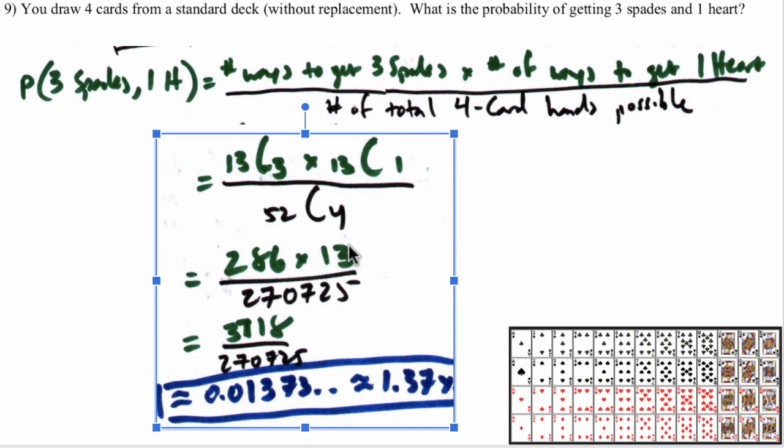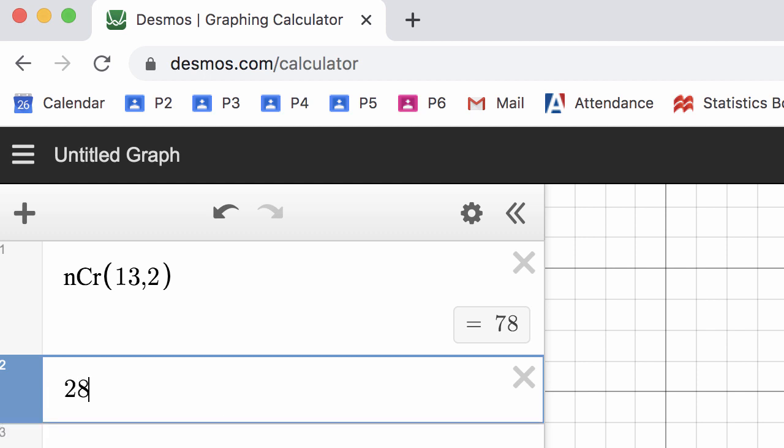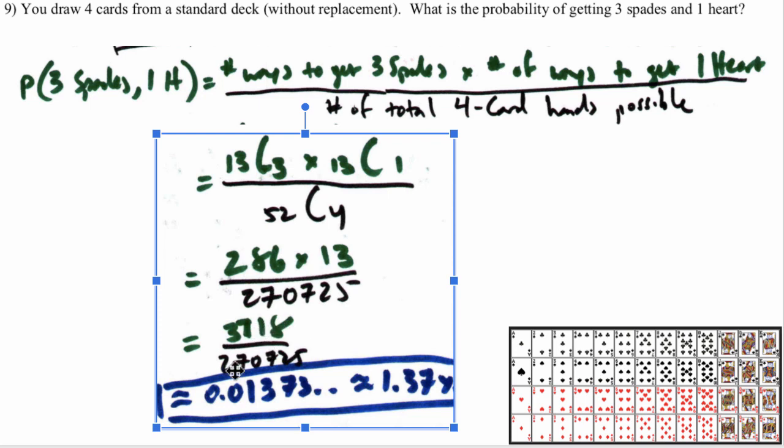286 times 13. So for each of these 286 ways to get 3 spades, you have 13 different possibilities to get 1 heart: 2 of hearts, 3 of hearts, 4 of hearts, 5 of hearts, 6. 13 different possibilities for each of these 286, which means total you have 3,718. Right? You punch that into decimals as well. 286 times 13, 3,718 ways to be successful out of a total, though, of 270,000. So again, we have a small chance, about a 1.37% chance of being successful.